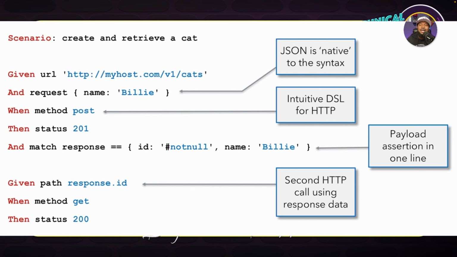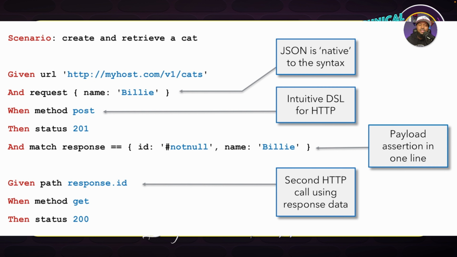And this is an example of how a Karate file would look. So the scenario is create and retrieve a cat, given the URL, and that's the endpoint, and the request name is Billy. When you use the method post, so you're posting Billy to that URL, then you should get a status code of 201. I believe 201 is accepted. And then you should match the response: you get an ID, which is not null, and the name in that response should be Billy.